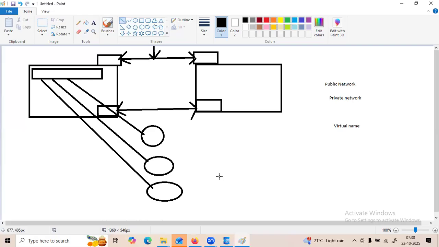So the thing is, if you do it like that, what will happen? These are our cluster storage disks. Suppose this computer got crashed. What will happen? This will move to the other one.